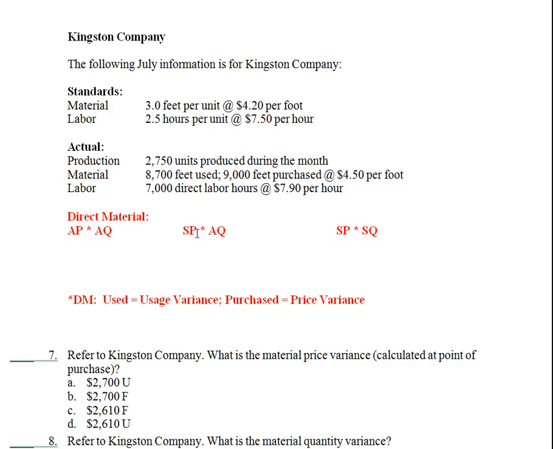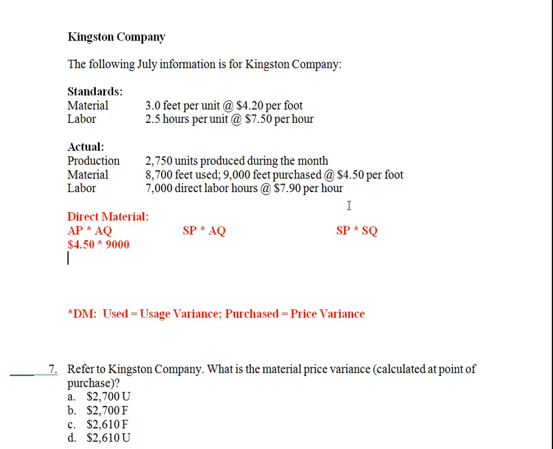So we want to use the material for the actual quantity. We want to use the actual material that was purchased. So we purchased 9,000 feet at $4.50 each. The $4.50 each is the actual price. The actual quantity is 9,000 feet. So that gives you $40,500.